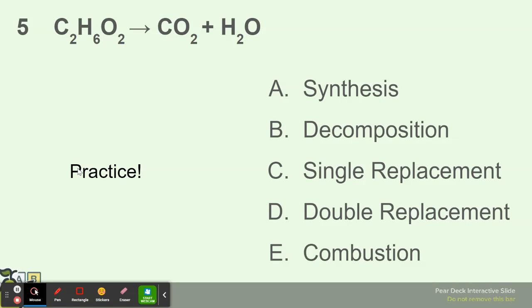Last one. This one's a trick. So you might want to say combustion, but here's the thing. This is not plus O2. This is just one compound. So if we have one compound splitting into two products, this would be decomposition because this substance is breaking down into these two different ones here. If it was combustion, there would be plus O2, but there's no plus here. It's just one thing breaking down, so it's decomposition.